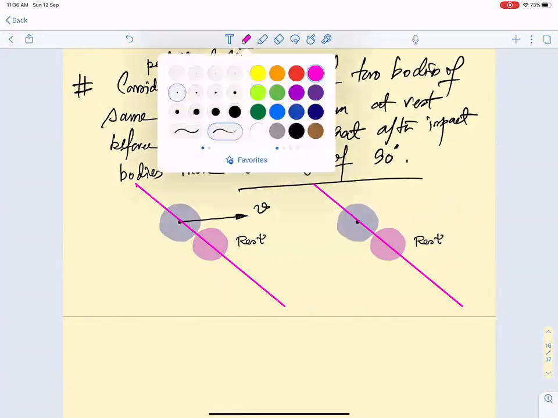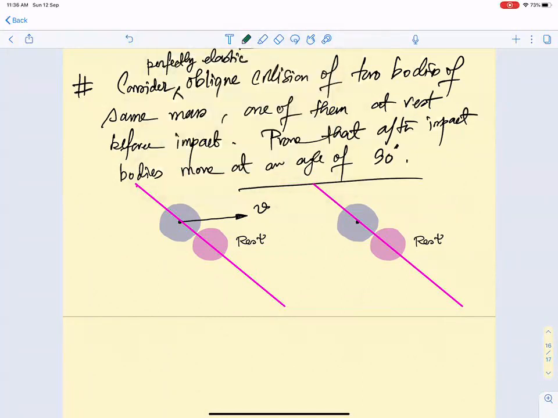Now, suppose this angle happens to be theta. So this velocity vector has a component v sine theta, and this component is v cos theta. After the impact, this v sine theta will remain as it was, because it is perpendicular to the line of impact, and no impulse acts along this perpendicular to the line of impact.